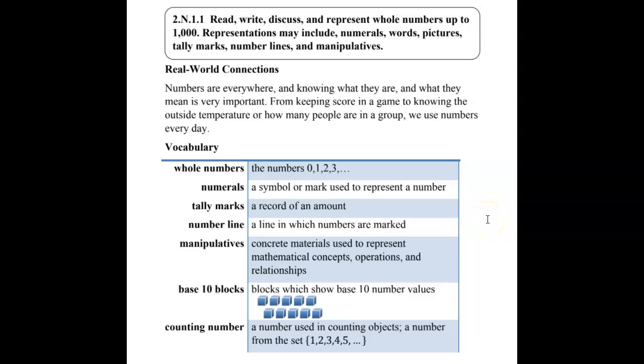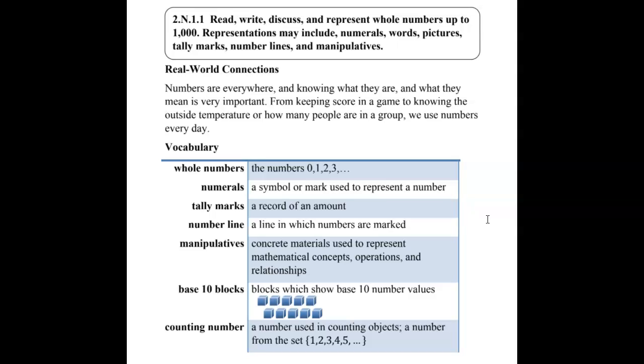Hello! Today we're going to start our first official math lesson. It's 2.N.1.1. So I know that doesn't mean anything to you, but that's pretty important for us teachers and your parents to make sure you're learning everything you need to learn this year.